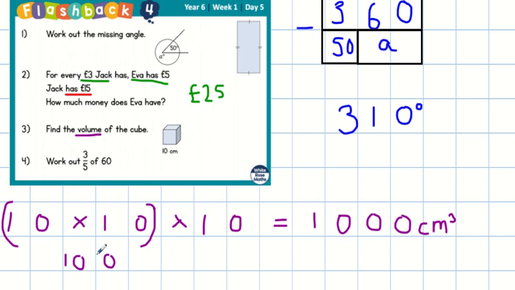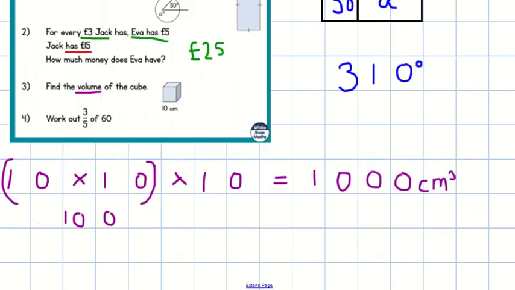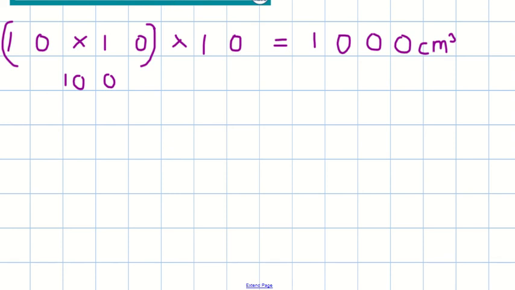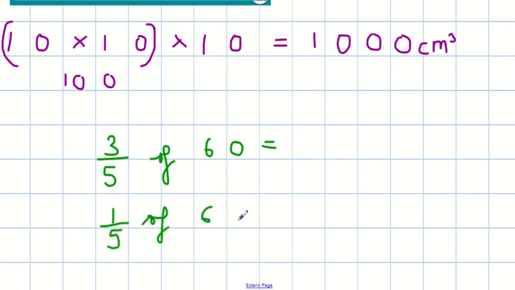Let's have a look at question 4 together. Work out 3/5 of 60. What do I need to do first of all then, year 6? Well, I think I could work out 1/5 to begin with. To find 1/5, I'd need to divide 60 by 5. 60 divided by 5 equals 12.